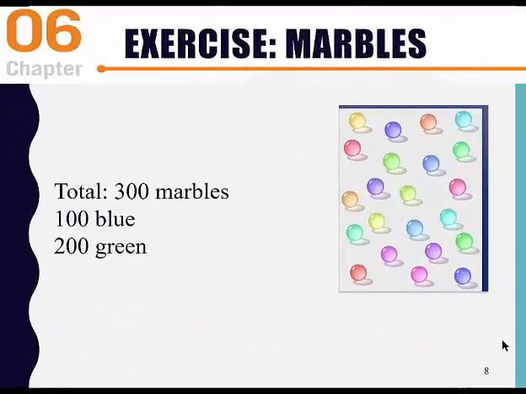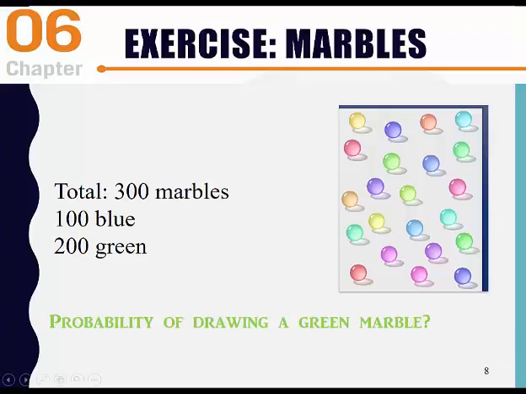Another example. Let's say we have a box with mixed marbles, all kinds of marbles in there. We mix them up really good. We know that there are 300 marbles in total, and that there are 100 blue ones and 200 green marbles. So what is the probability of drawing a green marble? The probability of drawing green is 200 over the total number of marbles. We know there are 200 green ones and 300 in total. So 0.6667 is the probability of drawing a green marble.